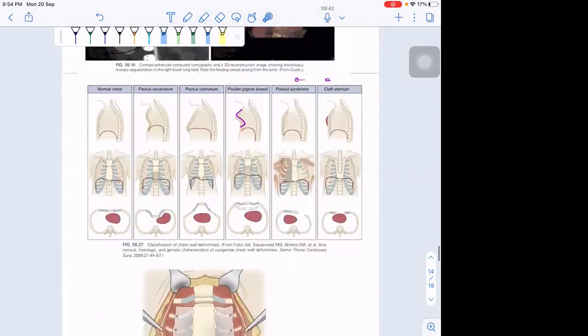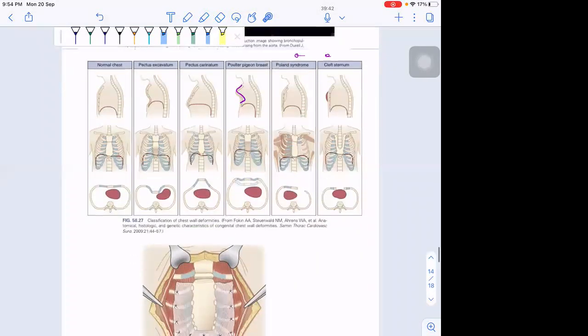This is your various types of chest wall deformities. This is the normal chest. This is pectus excavatum. Excavatum is a dipping, an inward projection, and carinatum is an outward projection. Remember, like the front of a car, carinatum will be an anterior projection.